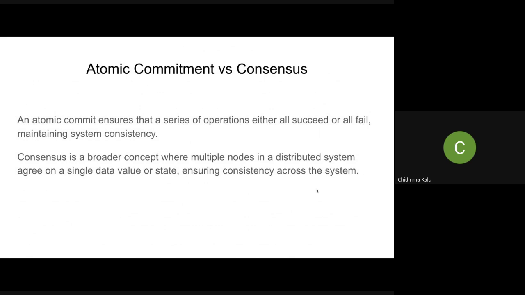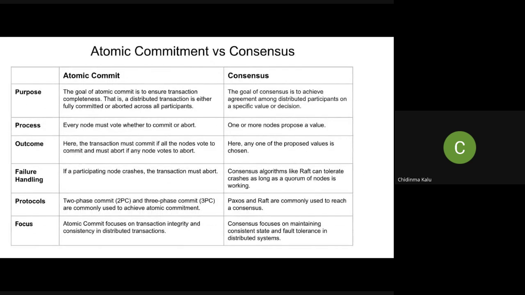So yeah, atomic commit ensures that a series of operations either all succeed or all fail to maintain system consistency. And consensus, in my opinion, is a broader concept where multiple nodes in a distributed system agree on a single value, data value or state, also ensuring consistency across the system. I made a table.